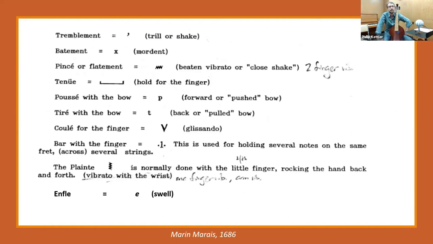So the English had tab, and the French had an entire language of instructions that they gave. Little things in the music on top of musical notation. So this first one, for example, a tremblement, which just looks like a little apostrophe. That is a shake, a trill. A battement, that second one, the X, a simple mordant. We have, towards the bottom, the plainte, which is a very slow, wide kind of vibrato that you specifically do with your fourth finger and your fourth finger only.